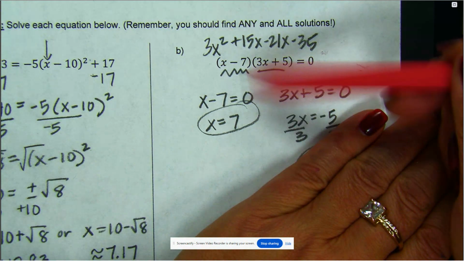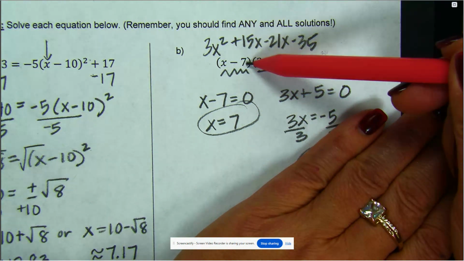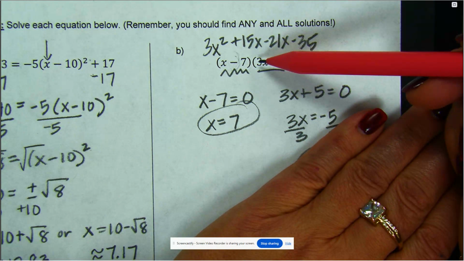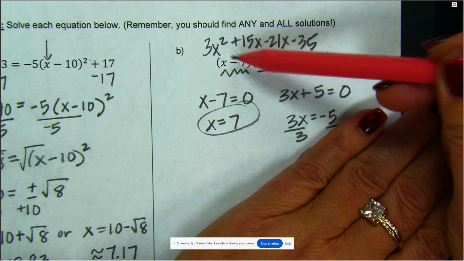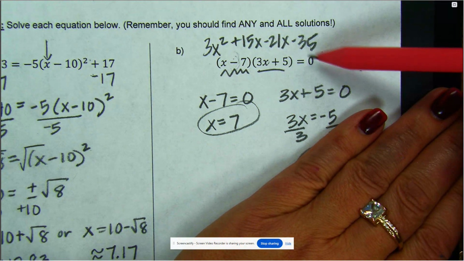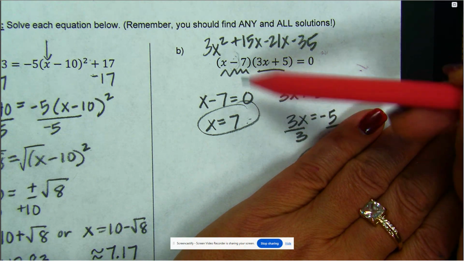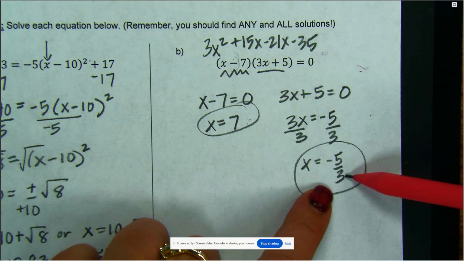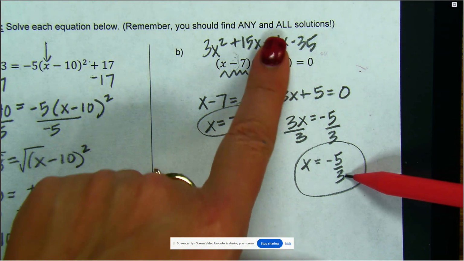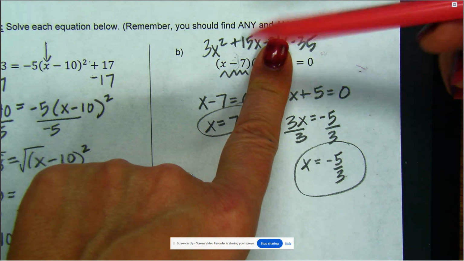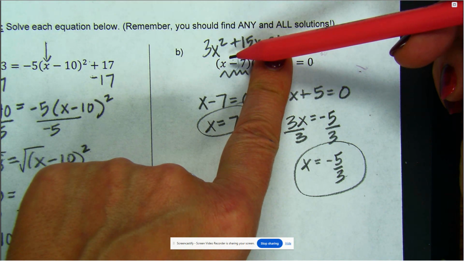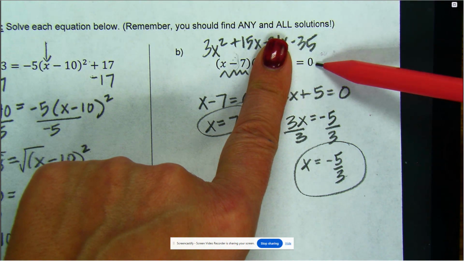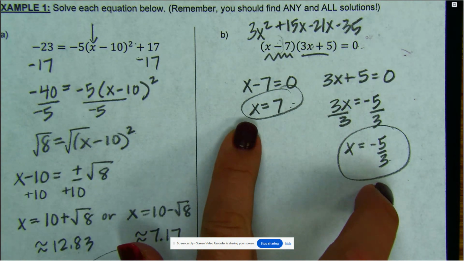If you put a 7 in here, 7 minus 7 makes this 0. And if you put a 7 here, that makes 26. But 0 times 26 makes 0. So 7 is one of the solutions that turns this quadratic into 0. And for this one, if you put a negative 5/3 here, that's going to make this 0. And that's going to make this negative 7 and 5/3. But negative 7 and 5/3 times 0 is going to yield 0. So this problem has two solutions.